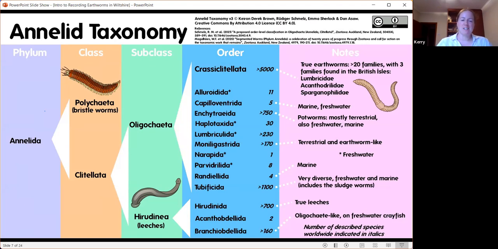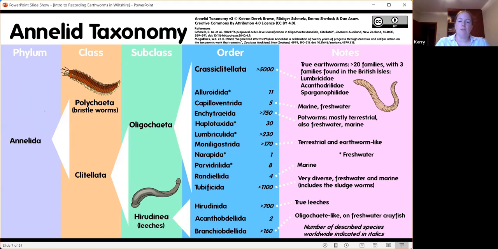But the oligochaetes can be split into several orders. And at the moment, we're agreed that one of those orders, called the Crassiclitellata, is the true earthworms. And within that order, there's just over 5,000 species that have been described so far. I suspect that there are a lot more out there that haven't been discovered yet.